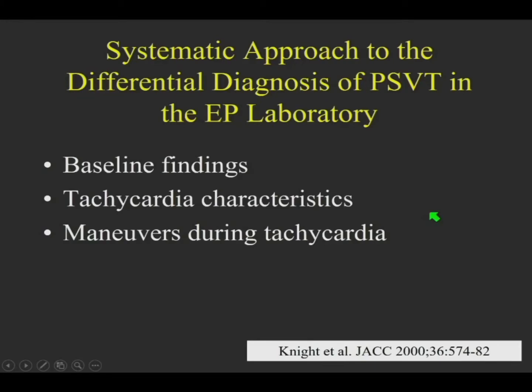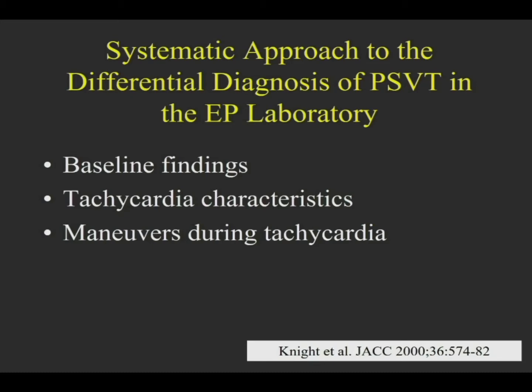So these are the three categories that I'm going to put the talk into, and I think it's important when you walk into the EP lab to also think this way. The first thing you're going to do, whether it's looking at intracardiac recordings or pacing, these are considered baseline findings. What are the clues when you walk in the lab that this person's going to have one of those three tachycardias? The second thing, after you induce tachycardia, which is really required in most of these cases to make a diagnosis, is what are the characteristics of that tachycardia? And then the third part is what kind of pacing maneuvers do you do during tachycardia?